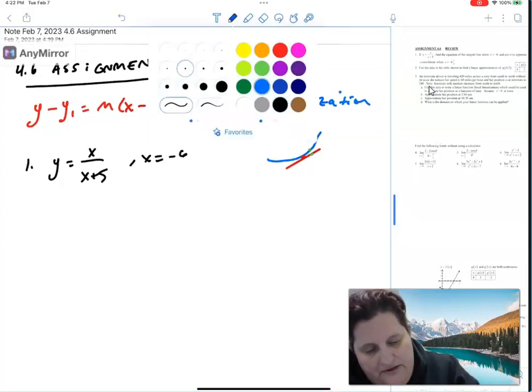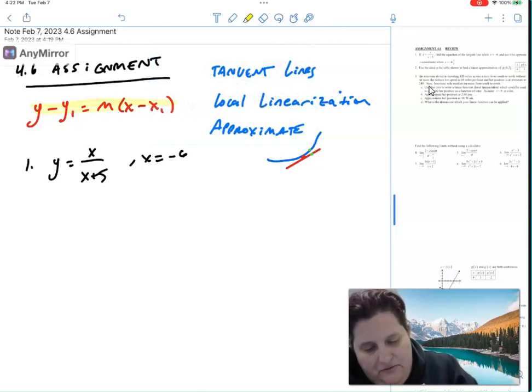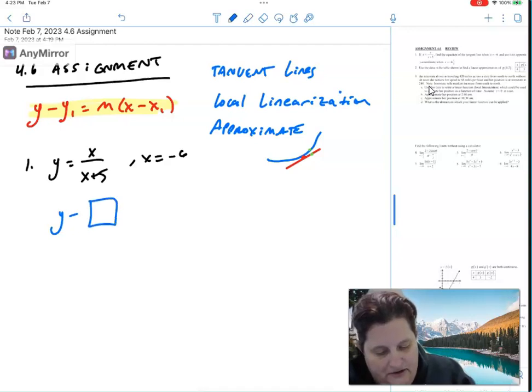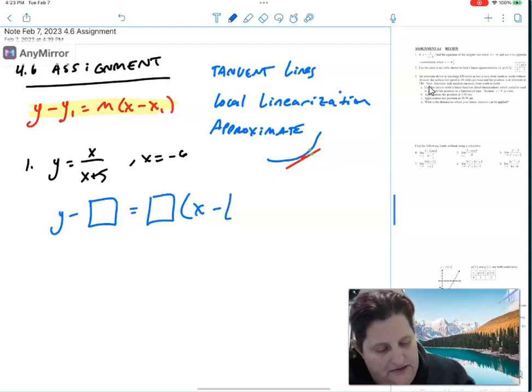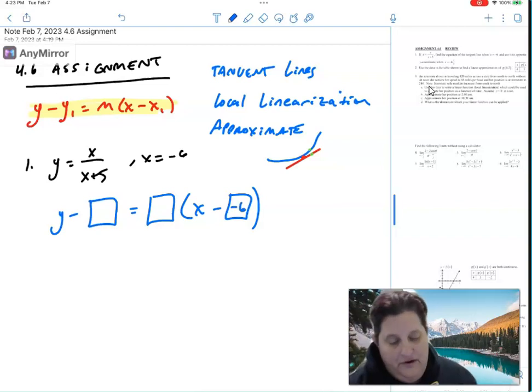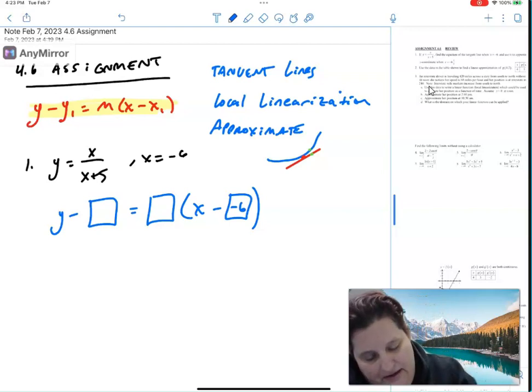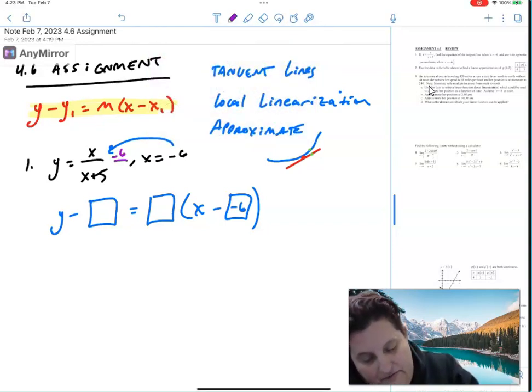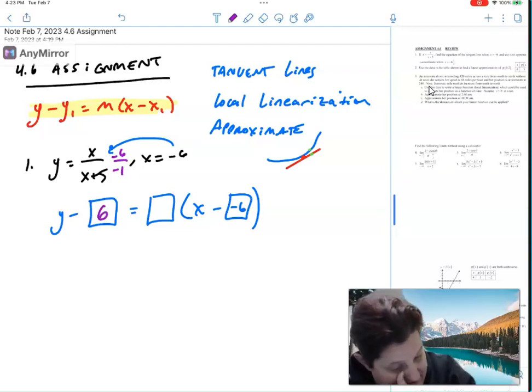So the first thing I would want you guys to do is write down this equation here: y minus y1 equals m(x minus x1). Start filling things in. So y minus the y coordinate, m, and then x minus the x coordinate, and that's what I got to fill in. Well, it gave me the x coordinate, and the x coordinate's negative 6. Now, it did not give me the y coordinate, but if I plug this in, I can find the y coordinate. When I plug in negative 6, I get negative 6 over negative 6 plus 5, which is negative 6 over negative 1. So the y coordinate is 6.